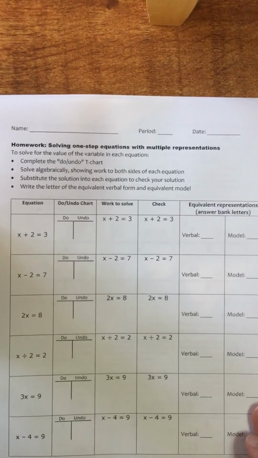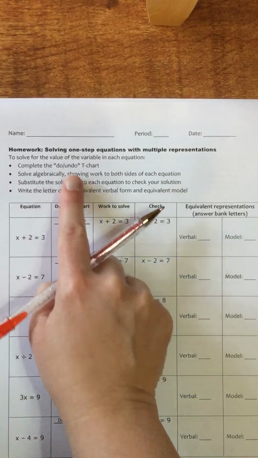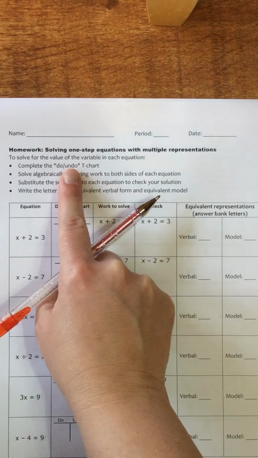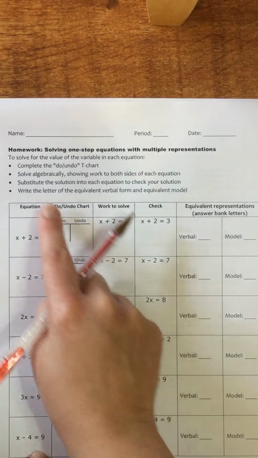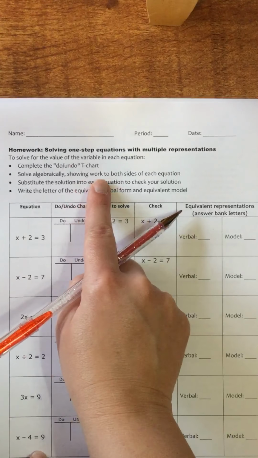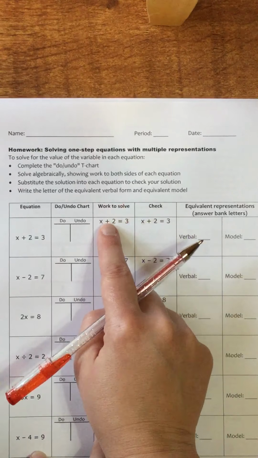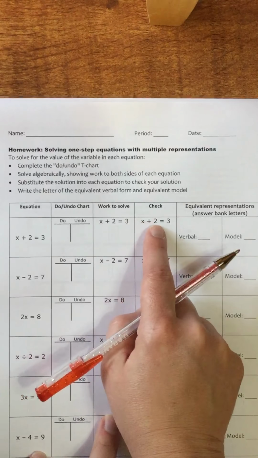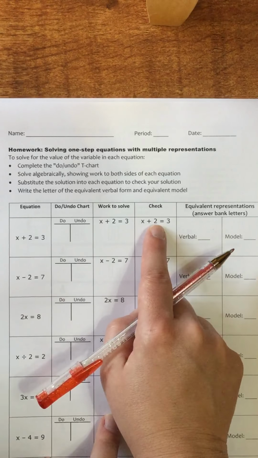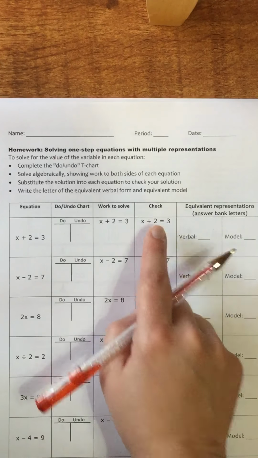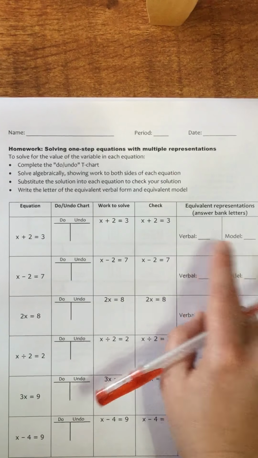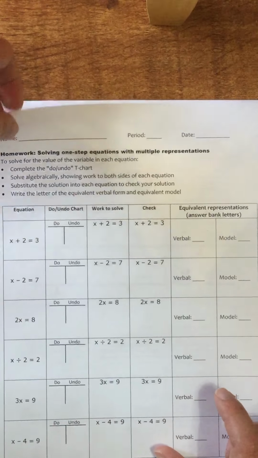This assignment will be really similar. You'll want to complete the do-undo chart. You'll get credit for that. You'll want to solve algebraically, showing your work on both sides of the equation. You'll want to check that. And then there are also some equivalent representations in this activity. There will be verbal descriptions that match, and there will be models that match.